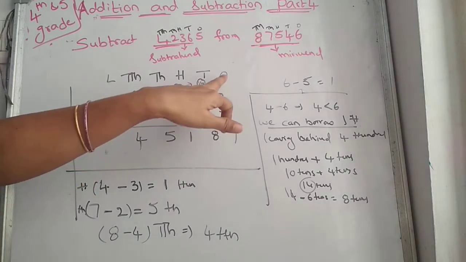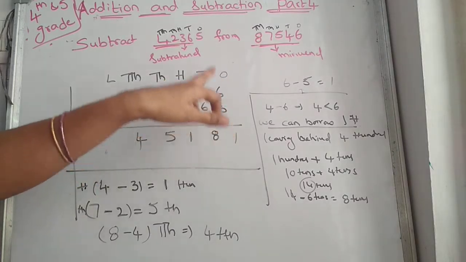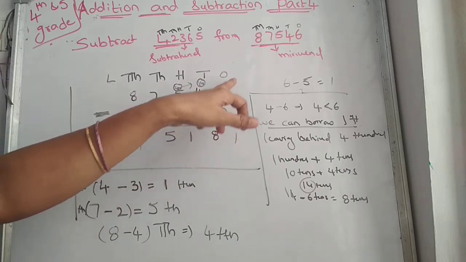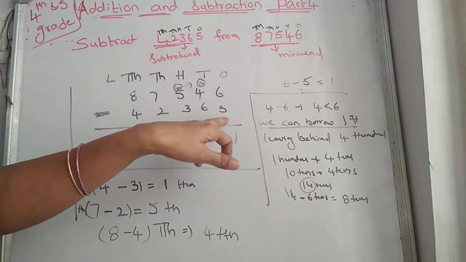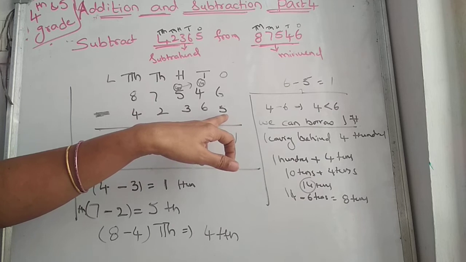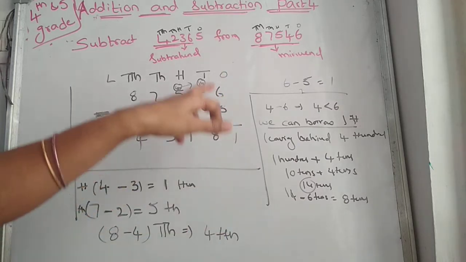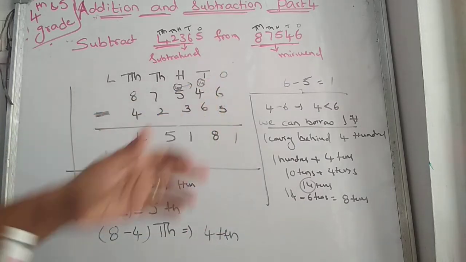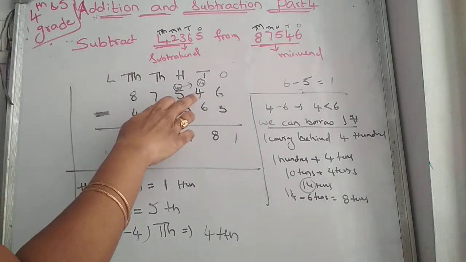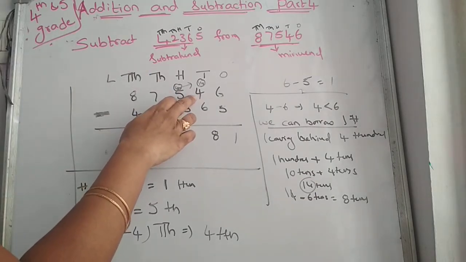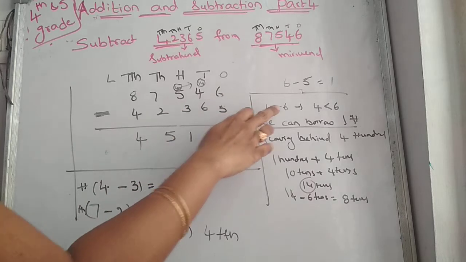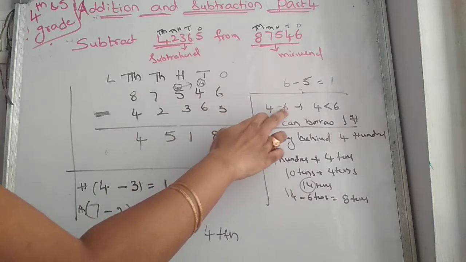See here, compare the ones place and the tens place. Ones place means 6 here. 6 minus 5: 6 is a big number, 5 is a small number, so you can subtract directly. But compared to this, what happened here? See, 4 is a small number and 6 is a big number. 4 minus 6: 4 is small, 6 is big.